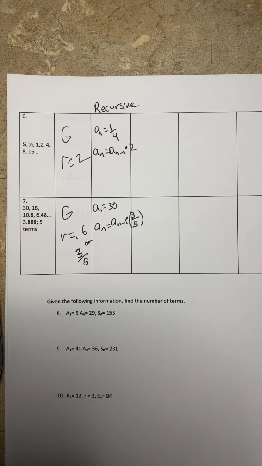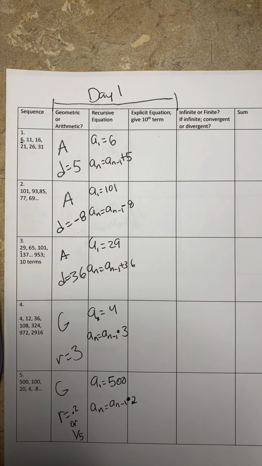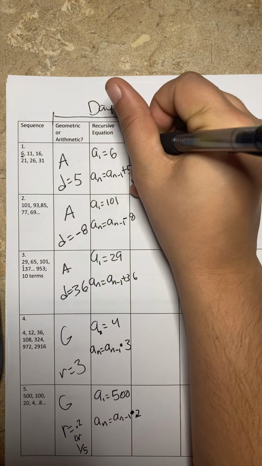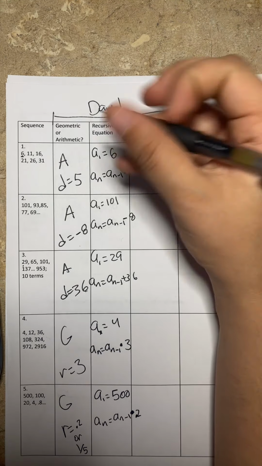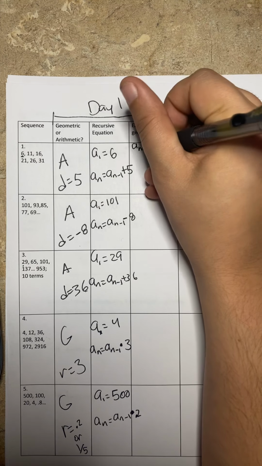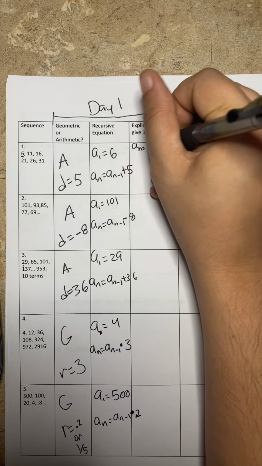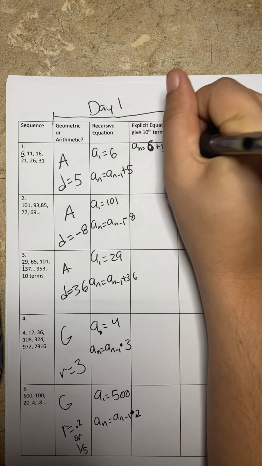So we're almost done. We got the last column to fill out. And we're going to write our explicit equation. So the explicit equation for arithmetic is a sub n is equal to a sub 1, which is 6, plus my common difference, which is 5, times n minus 1.